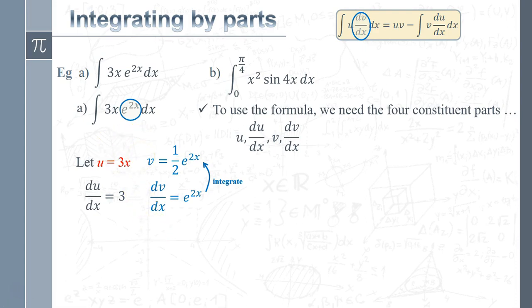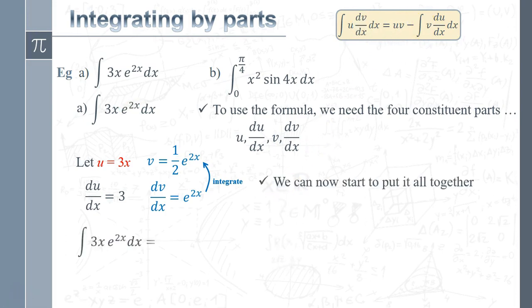So what I'm going to do now is take those 4 bits and put them into my integration by parts formula. Oh, and by the way, you don't have to remember it, you do get given that in the formula booklet. So let's put all this together now, and let's see if we can do our integration.